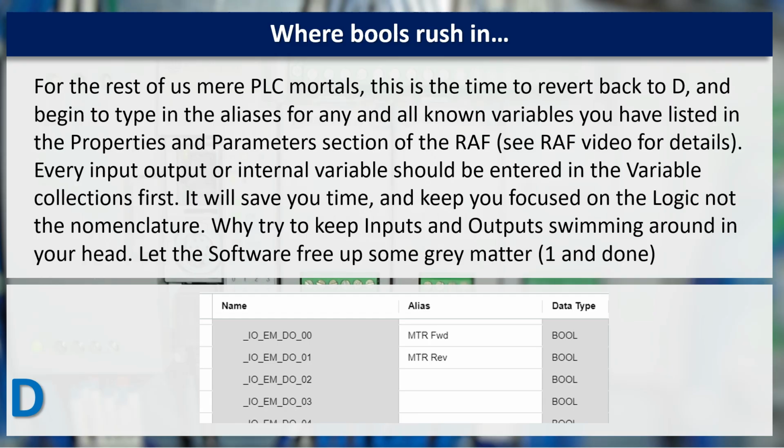For the rest of us mere PLC mortals, this is the time to revert back to D and begin to type the aliases for any and all known variables you have listed in the properties and parameters section of the RAF. You can go see the RAF video for details if need be. Every input, output, or internal variable should be entered in the variable collections first. It will save you time and keep you focused on the logic, not the nomenclature. Why try to keep inputs and outputs swimming around in your head? Let the software free up some gray matter. One and done.